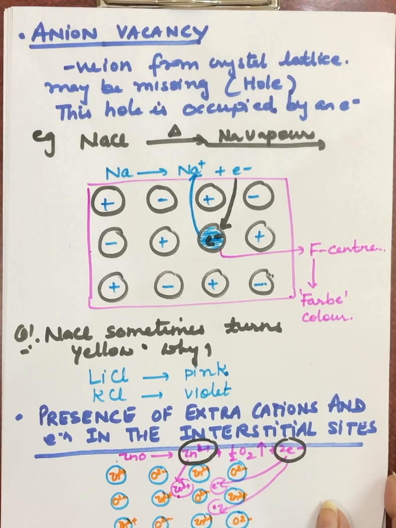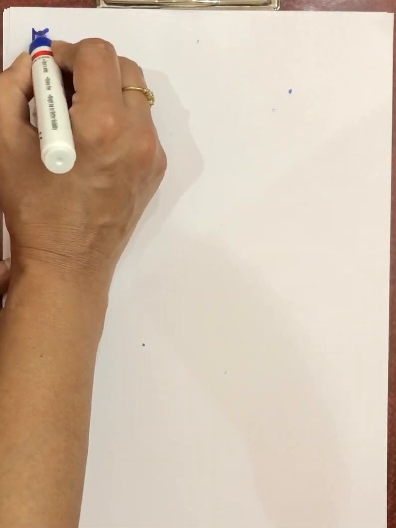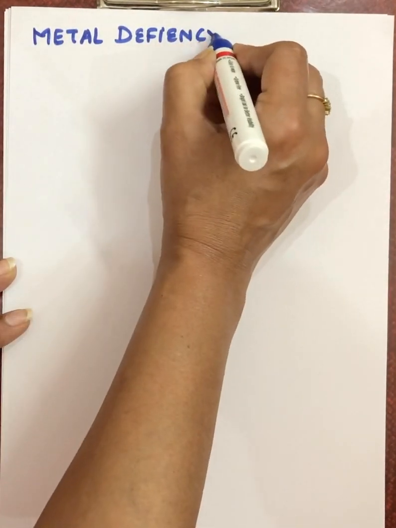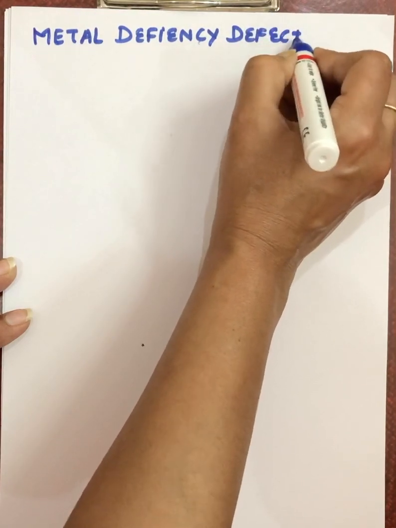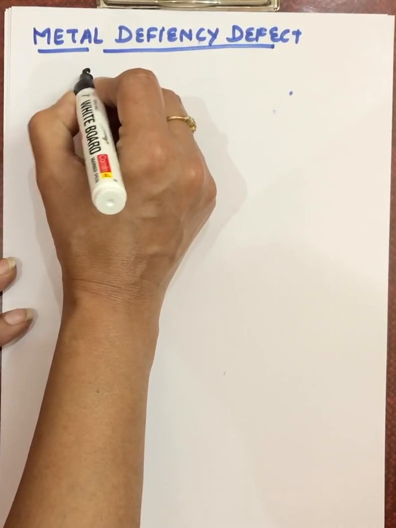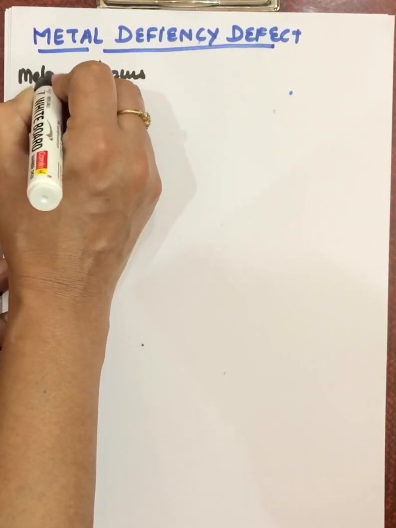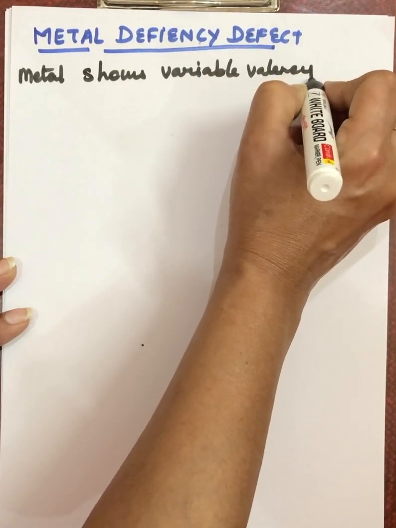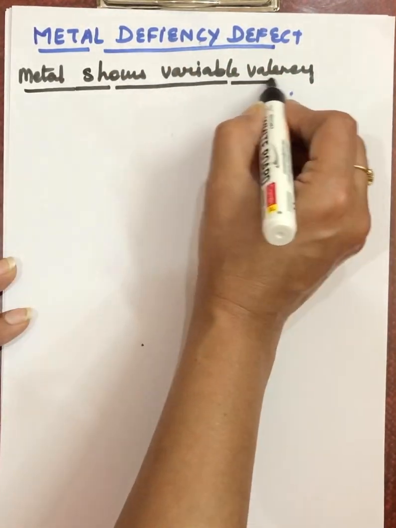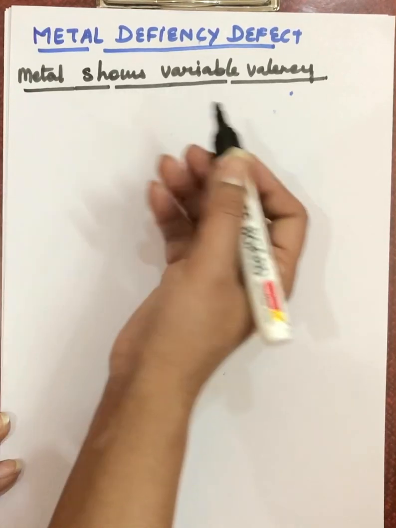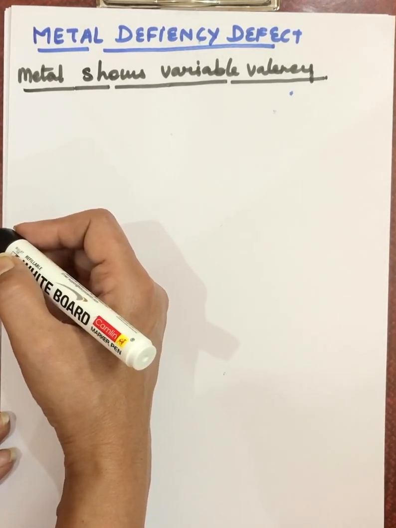After that, in the non-stoichiometric defect, we have the metal deficiency defect. This type of defect is seen when the metal shows variable valency. The defect arises due to the missing of a cation from its lattice site and the presence of a cation having higher charge in the adjacent lattice.